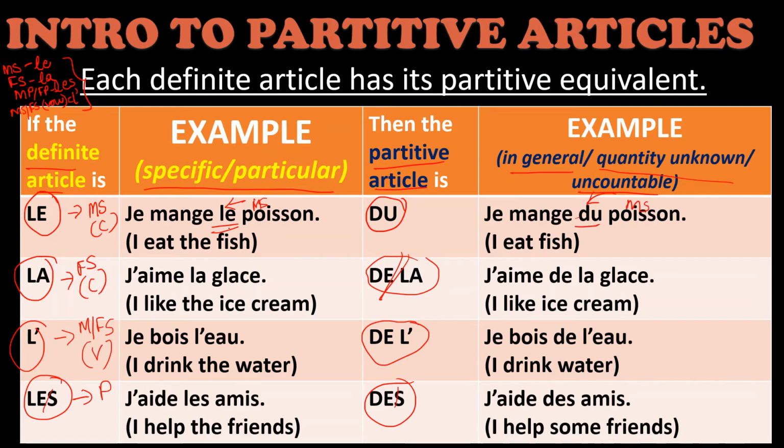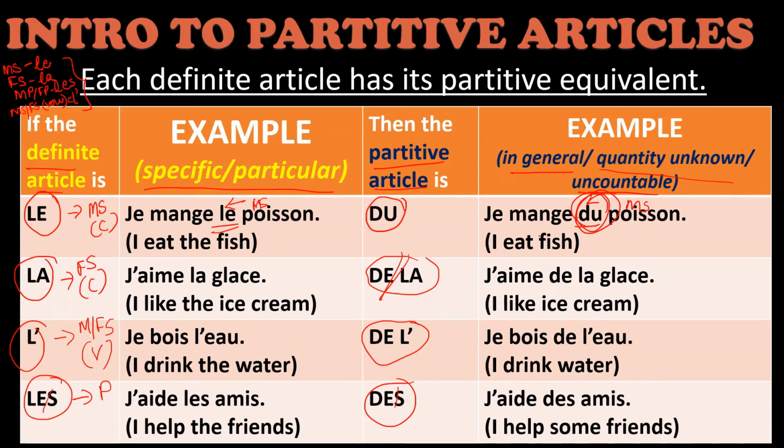Okay, so je mange le poisson meaning I eat the fish. Which fish? This fish and only this fish. Okay, you have the fish in front of you and you're saying I am eating this fish. Okay, so that is what le means in this case. You're talking about a specific fish. Whereas when you say je mange du poisson, you are saying for a fact that I eat fish. Okay, I am a fish eater. I eat fish out of habit.